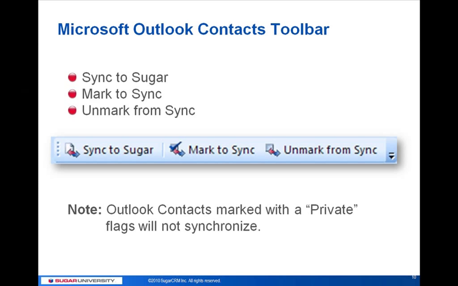Any of your contacts that are marked as private, so say you have your doctor or your vet in your contact listing and you mark them as private, which means you right-click on it and select as private, then those contacts will not sync to Sugar if they have that private flag on that contact. Okay?